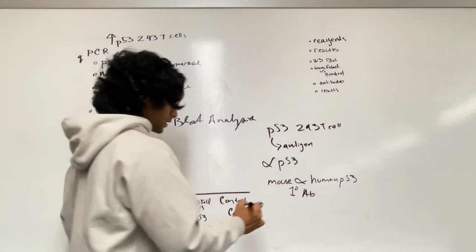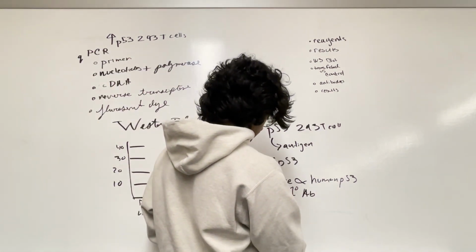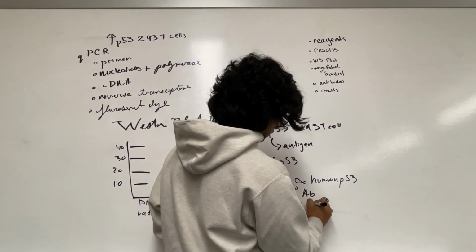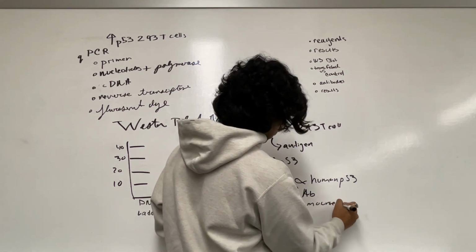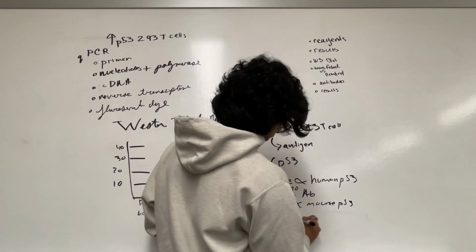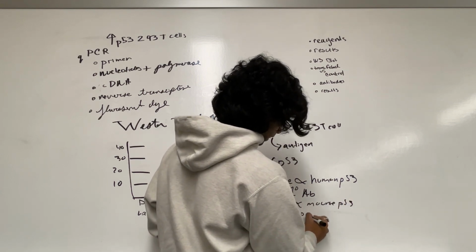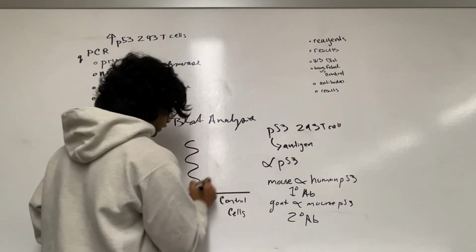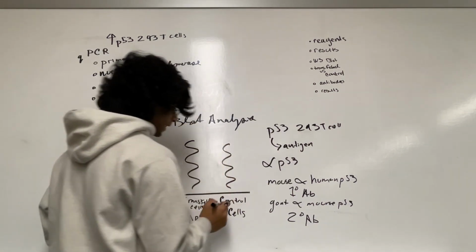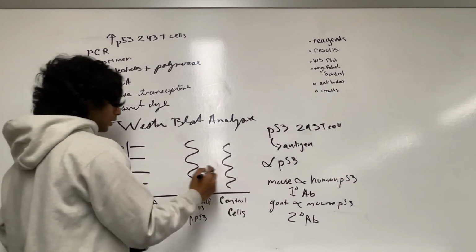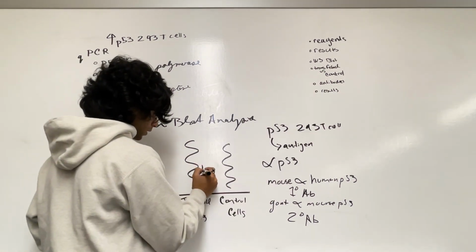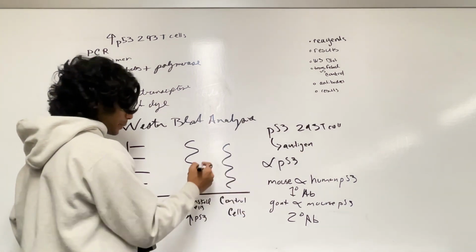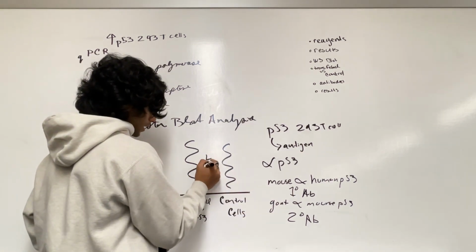To then make our secondary antibody, we will use goat anti-mouse P53, and this will create our secondary antibody. And the way these antibodies work is that your primary antibody will bind directly to the sequence, and then your secondary antibodies bind on top of that first antibody.